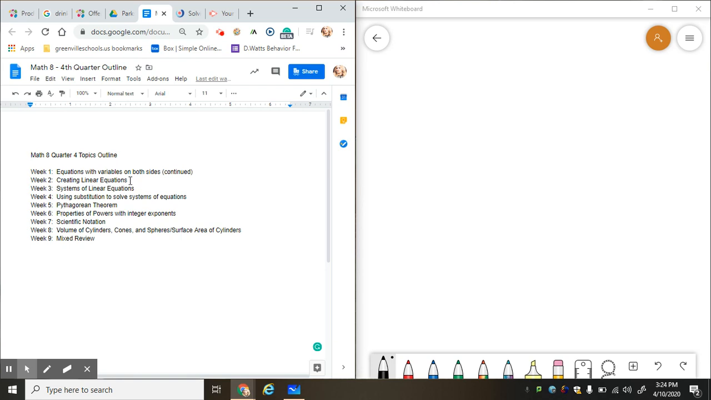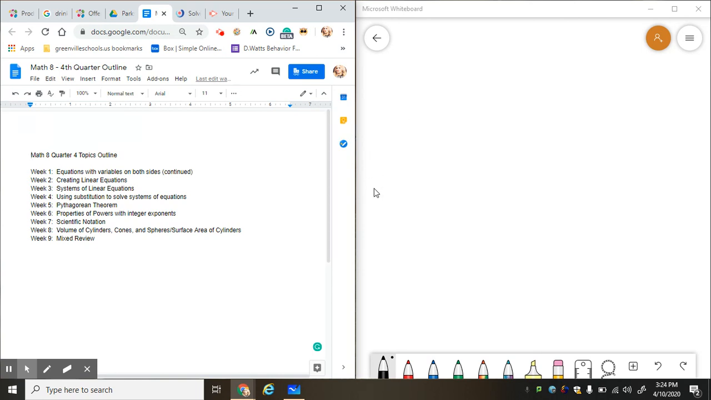Systems of linear equations. This is week 3 of quarter 4. This is math 8, but this goes into algebra 1, algebra 2 some, and it doesn't go into geometry. Geometry is going to be week 5 through 8, so we're going to talk about systems of linear equations.